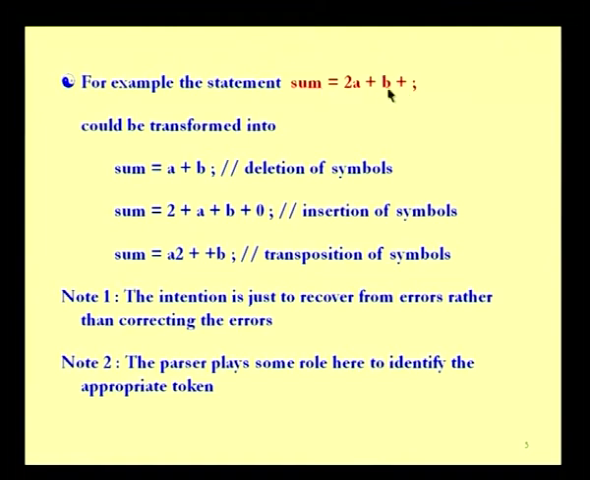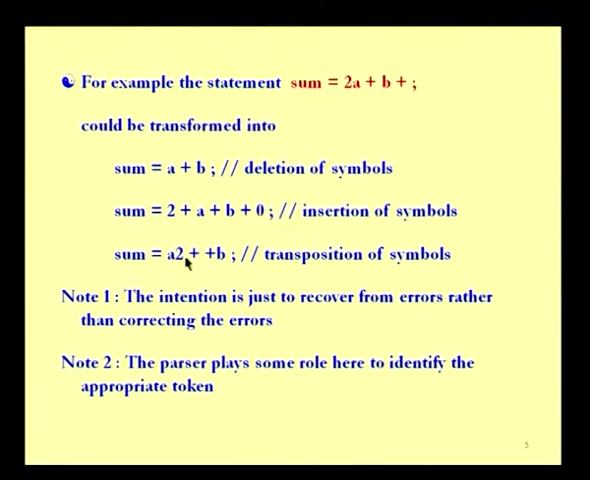So, we will be having sum is equal to a plus b followed by a semicolon, which will be a valid statement, or it can be insertion of symbols. So, we insert two symbols, that is tokens, into the source program. One is plus, the first symbol which we introduced, and another 0 has been introduced here. So, now this expression becomes 2 plus a plus b plus 0, followed by a semicolon, as a result of the insertion of the symbol.